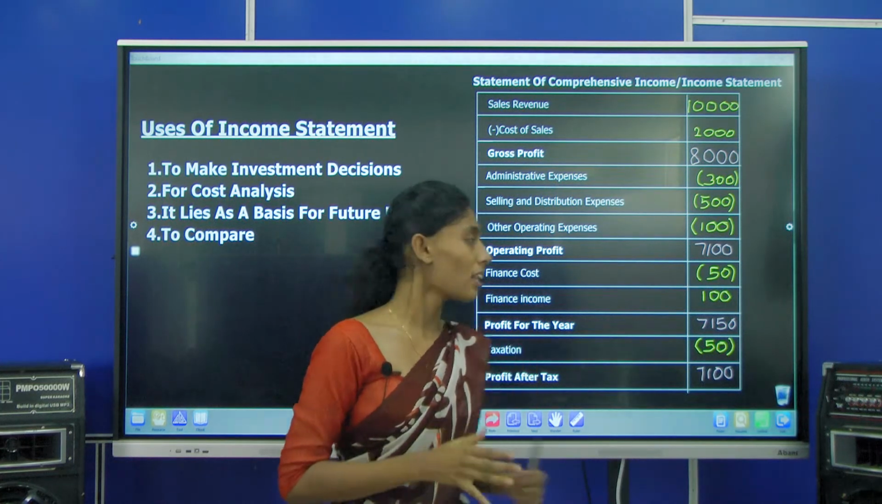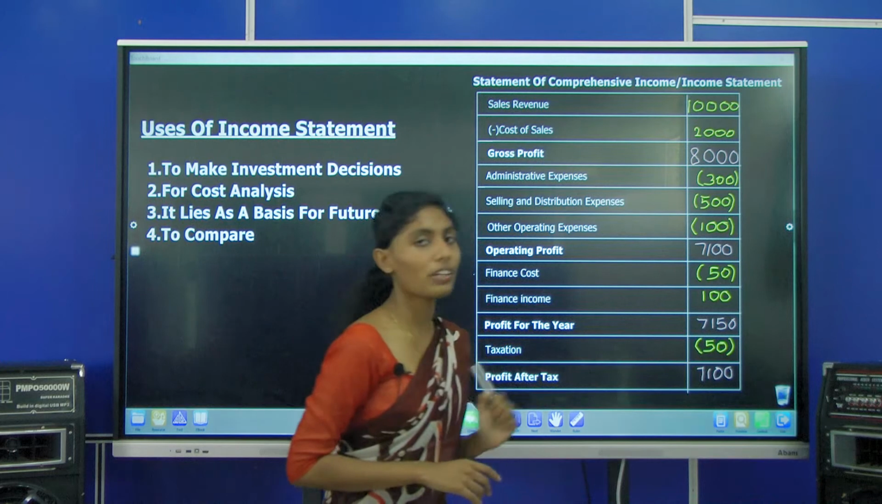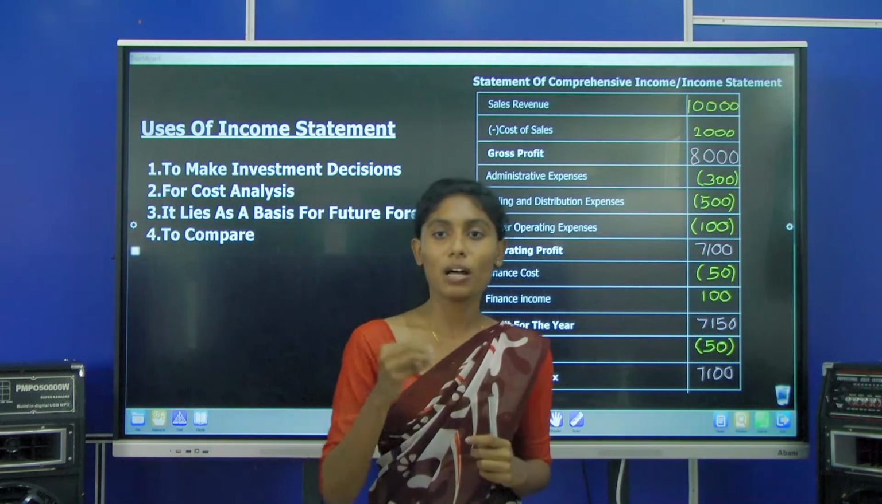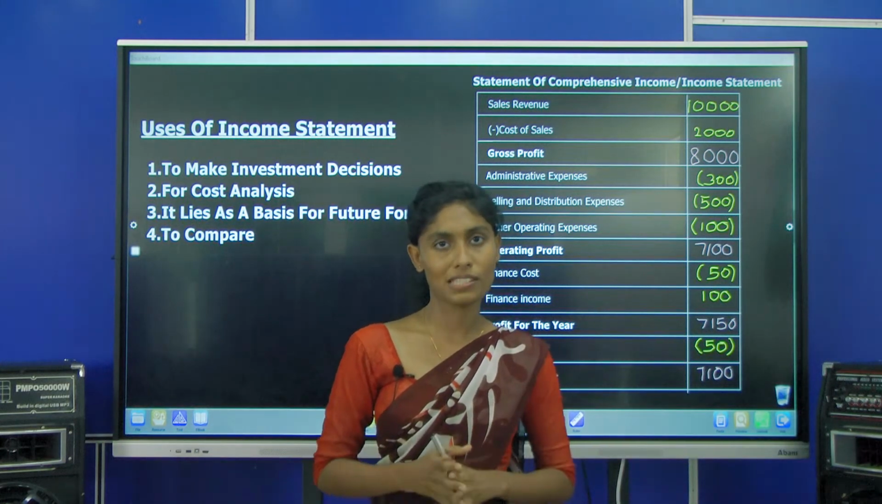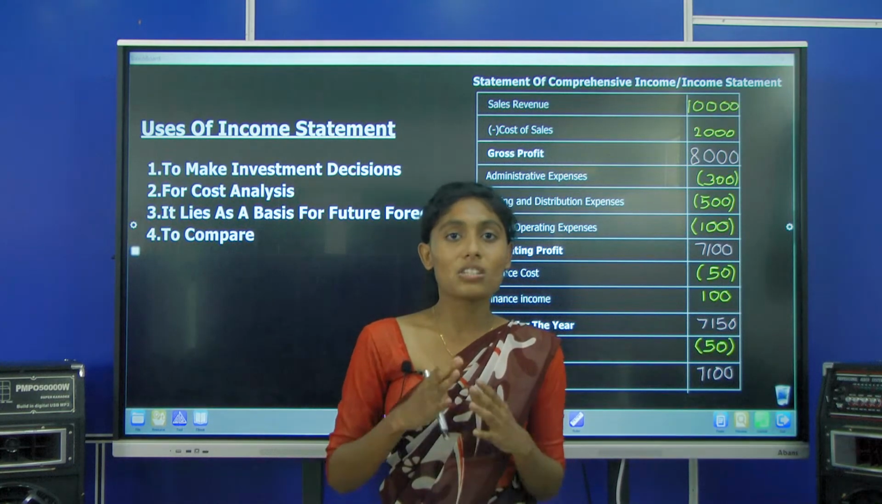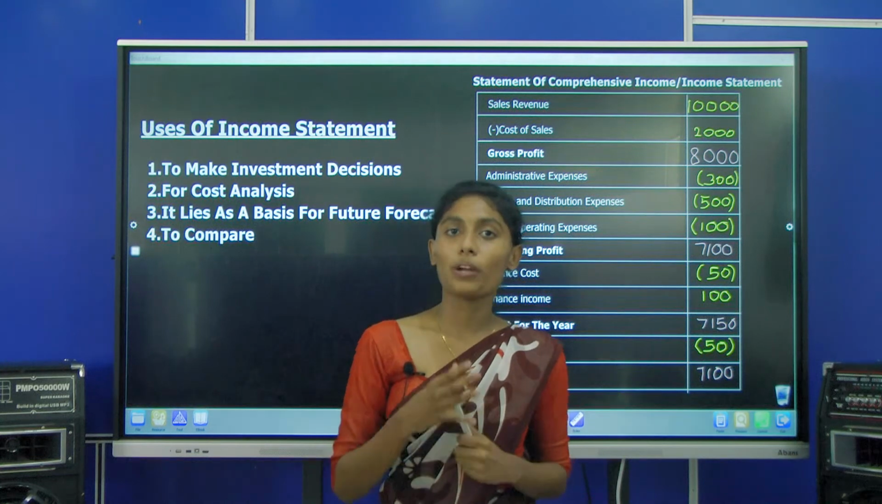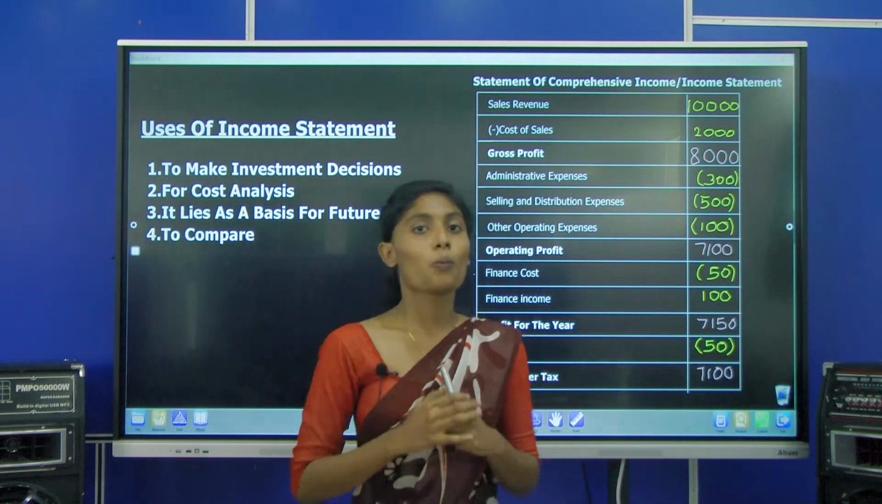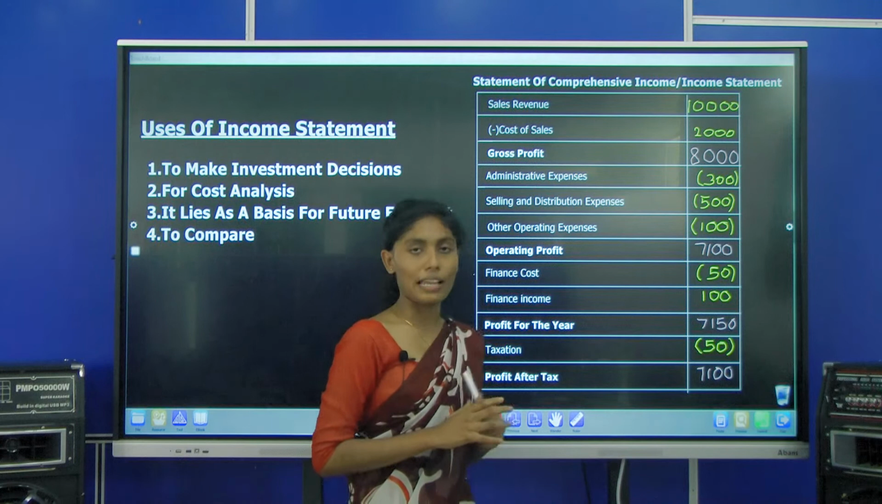Distributed profit is the profit, the final answer you get here, if it is divided among the owners or the shareholders of the business, that we call distributed profit. If it is not distributed, if they store it for future purposes, we call it retained profit.